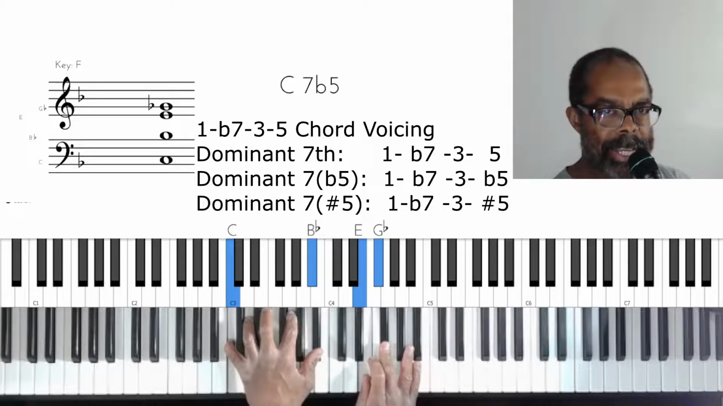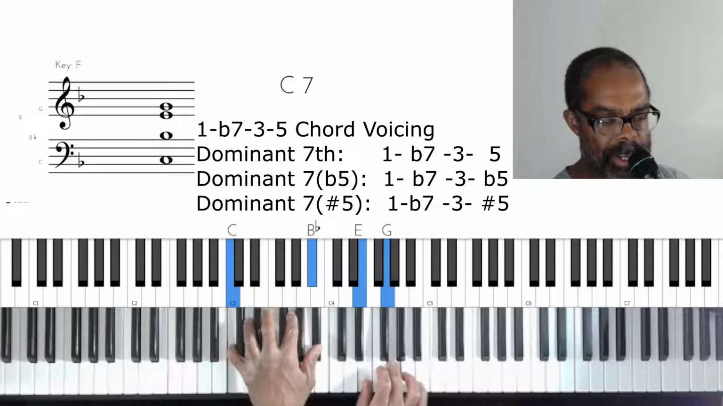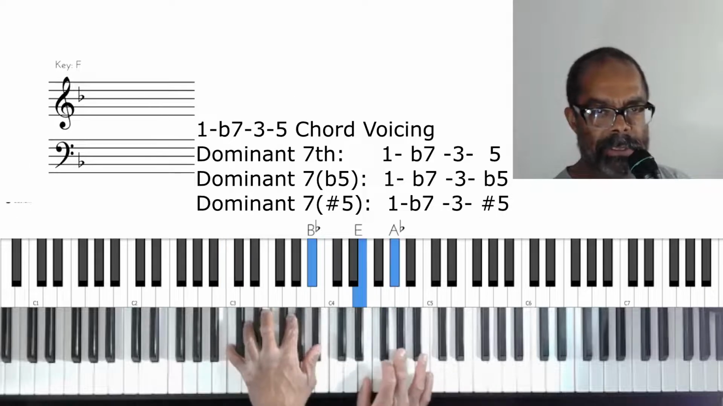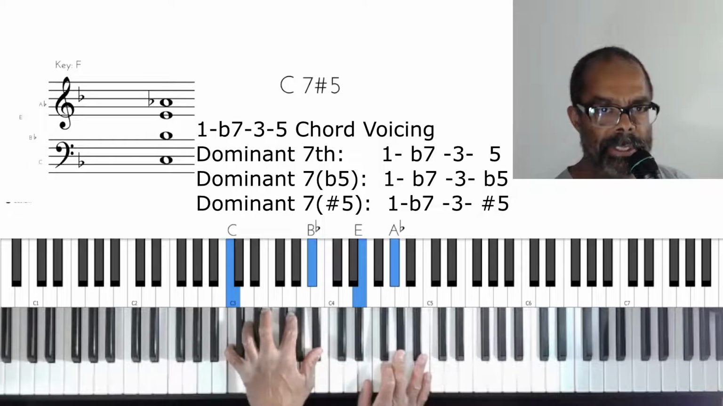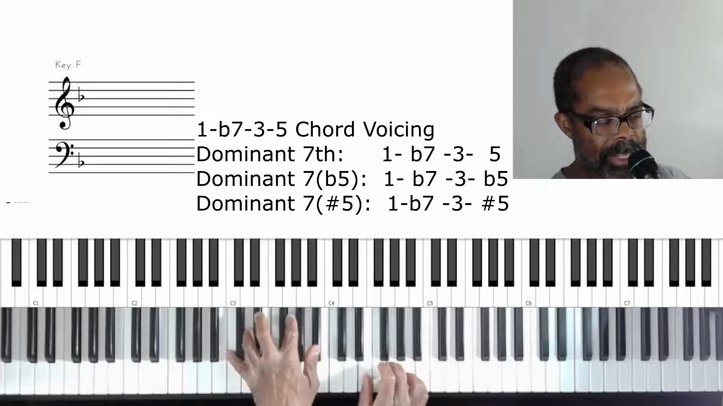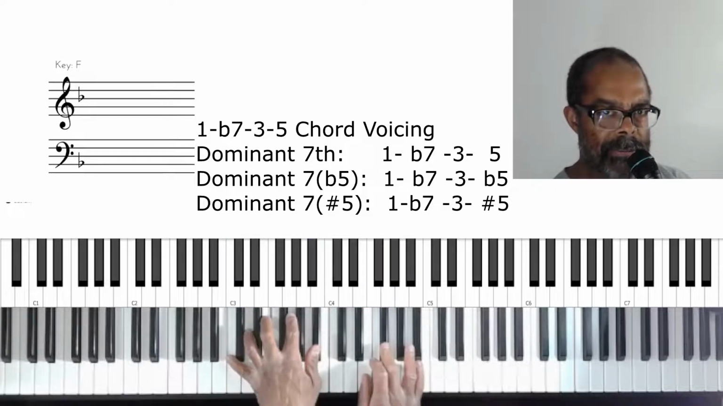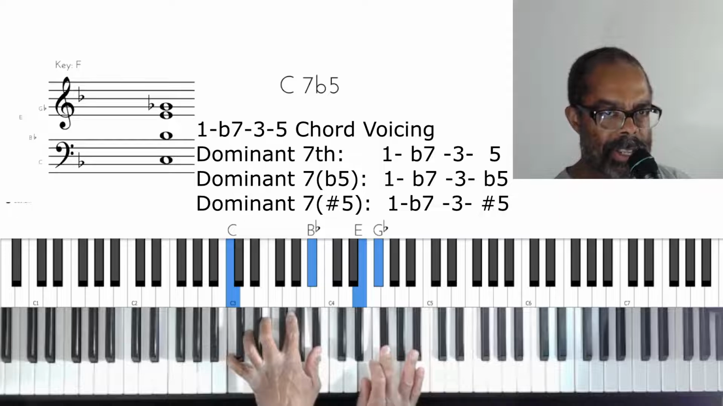Now, if I want to play a C dominant 7th sharp 5, we have our C dominant 7th chord again. Take the 5th, raise it up a half. Okay, so now let's do this. Let's play the C dominant 7th, C7 flat 5, C7 sharp 5.